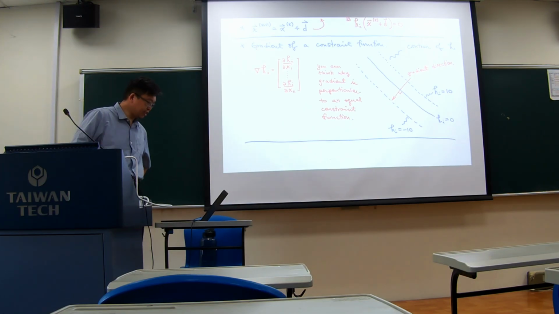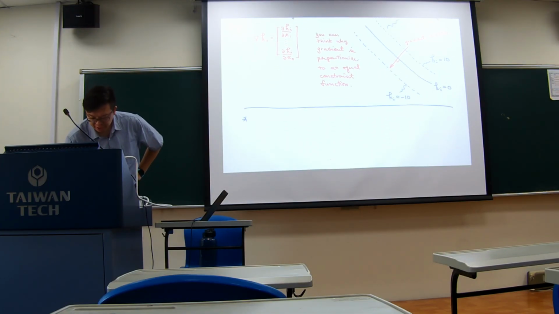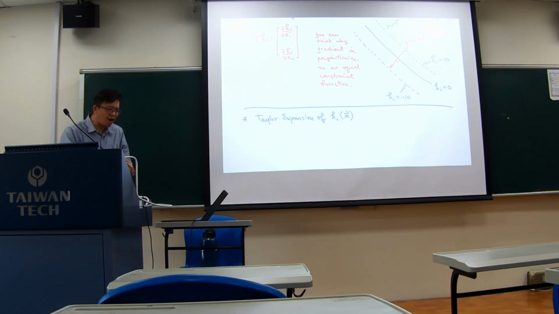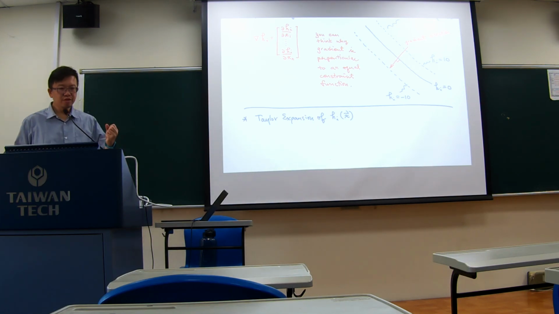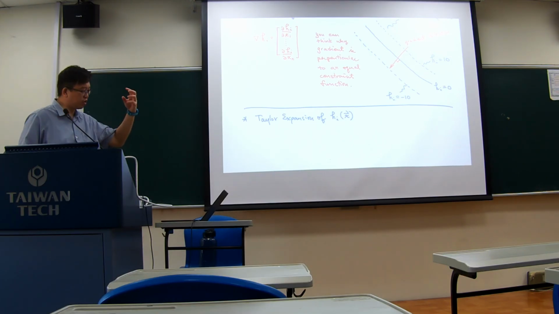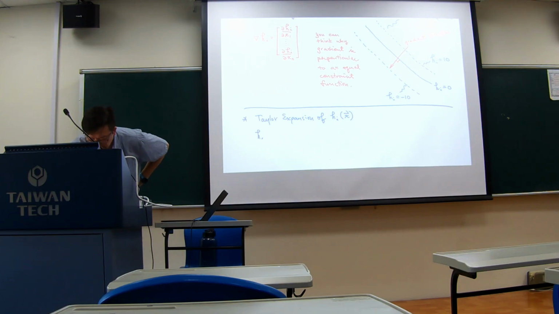Now with these, let's talk about something which is a Taylor expansion of hi. Why do we need that? Because we need to derive something that indicates how your moving direction is related to your gradient. Okay, so let's try this first.